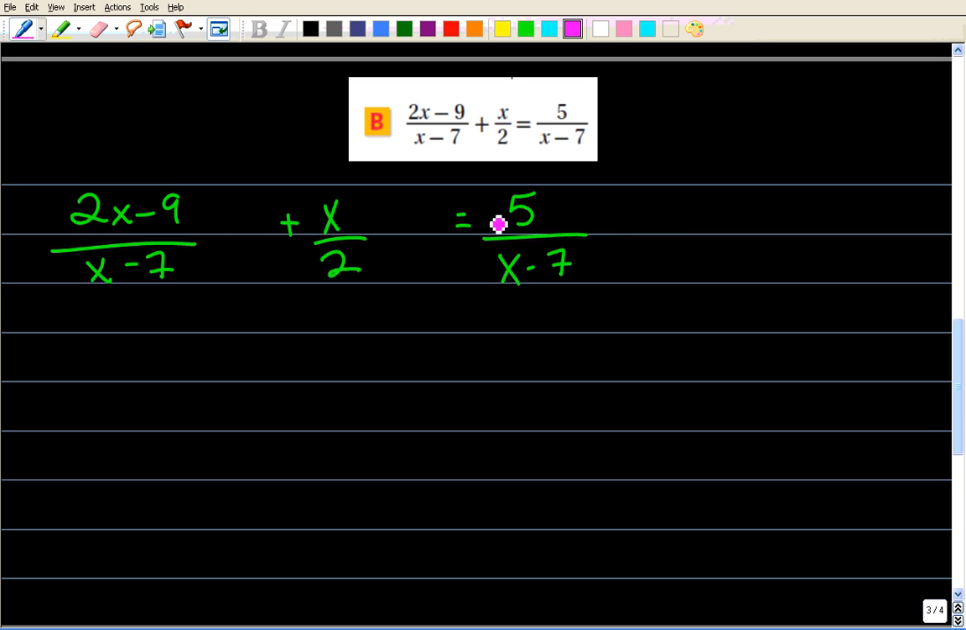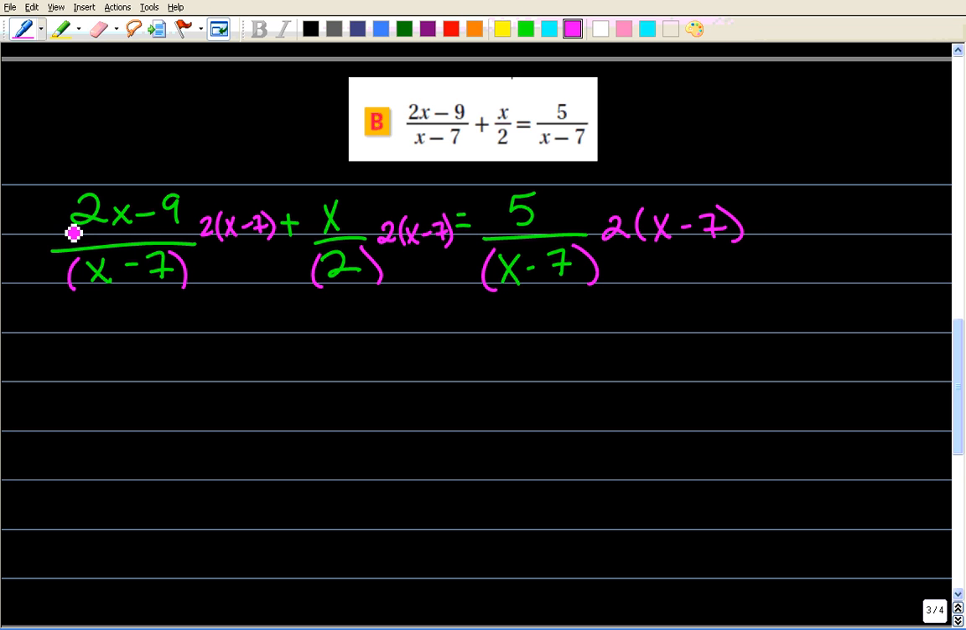So if I multiply each thing by 2 and x minus 7, that would cancel out with the least common denominator. Let me show you what I mean here. I'm going to multiply each of these things by 2 and x minus 7. I'm not multiplying the top and the bottom, I'm just multiplying straight across everything by 2 and x minus 7.